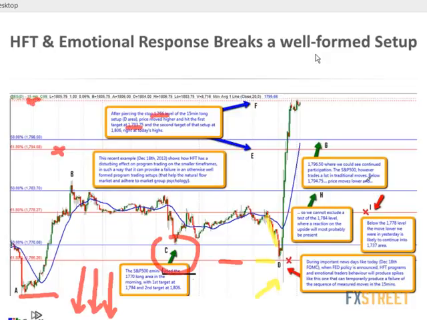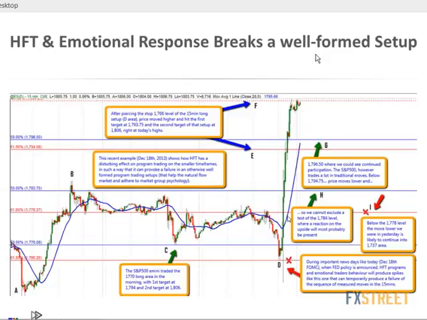Okay, so it is interesting what happened here, because the reaction to the news could be, of course, emotional moves, but also high frequency trading because of the speed with which this move happened. It broke this setup, and then eventually the market reversed and brought pricing right into those two targets of that setup. So let me show you on the smaller time frame here what really happened.